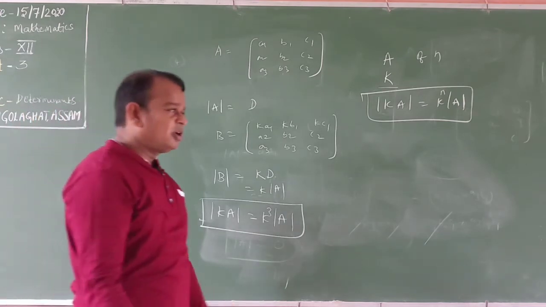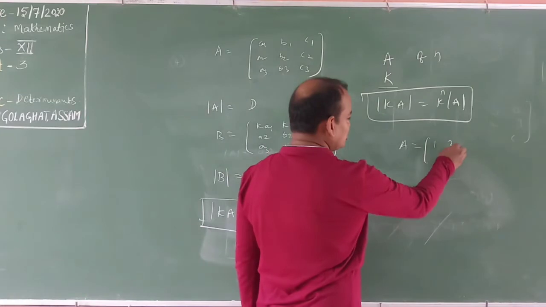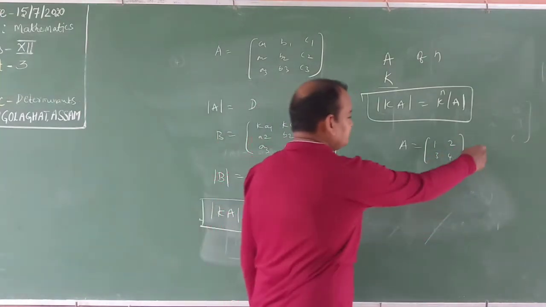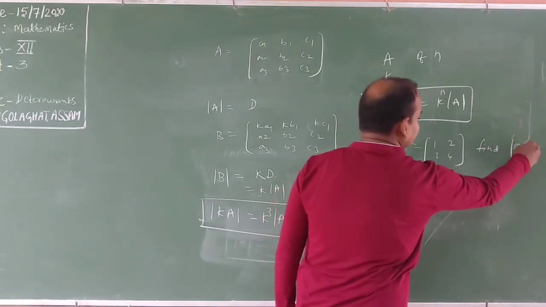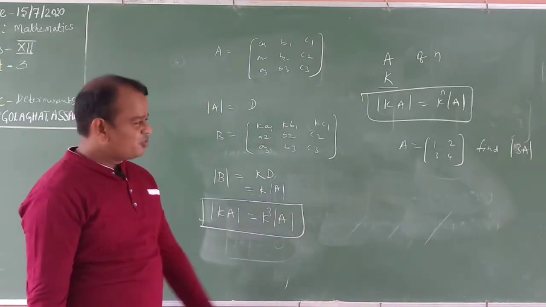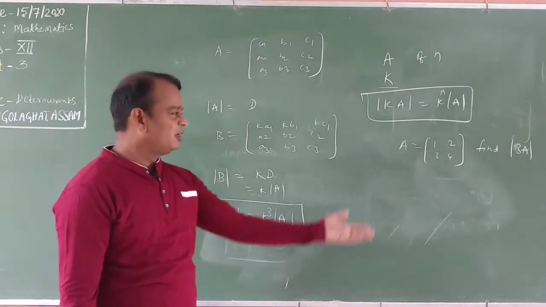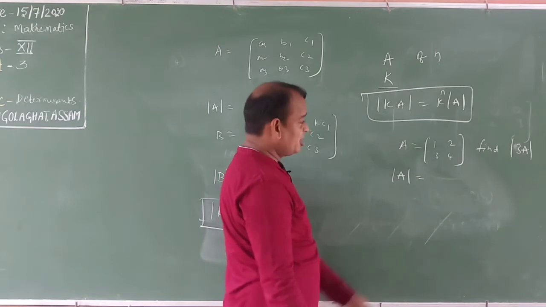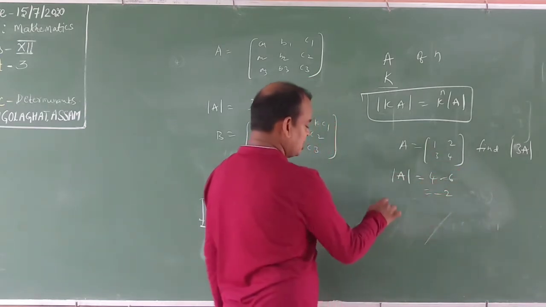From the examination point of view, suppose A is equal to [1, 2; 3, 4]. Then find the determinant of 3A. This is a 2 by 2 matrix, so no problem at all. How to find it? What is the determinant of A? Determinant of A is 1 into 4 minus 2 into 3, which is 4 minus 6, that equals minus 2.